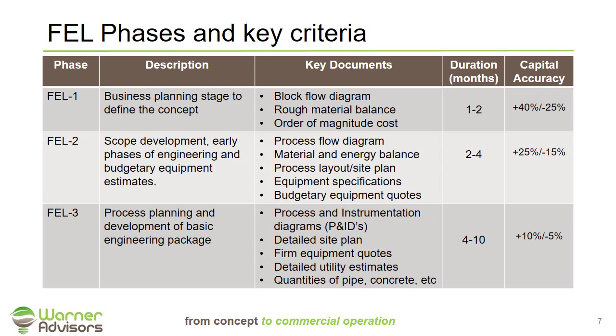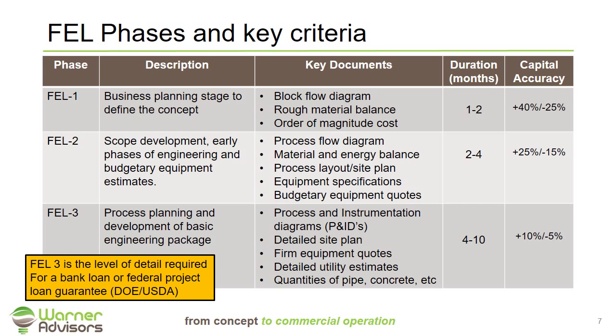FEL3 is what's called the project planning or basic engineering package stage. This is a much more detailed stage when you look at how your process fits on a specific piece of property and you generate items such as the process and instrumentation diagrams, a detailed site plan, you obtain firm equipment quotes at least for your key equipment, you have a detailed understanding of all the utilities you're going to use, and you have enough detail of engineering to be able to estimate quantities of piping, concrete, and other items. This will usually take in the range of 4 to 10 months to develop, and will have a capital accuracy in the range of plus 10 to minus 5%.